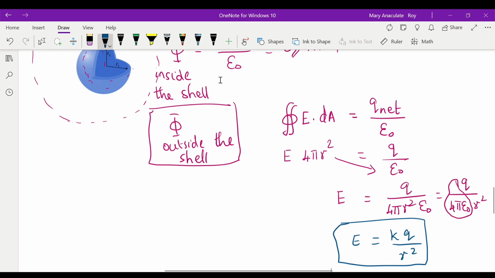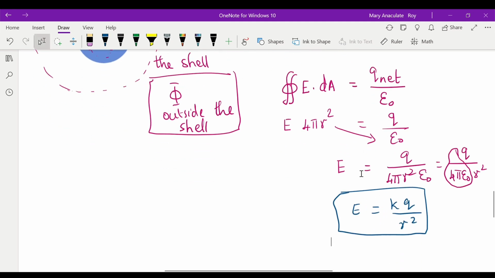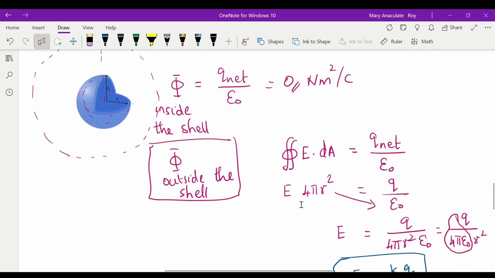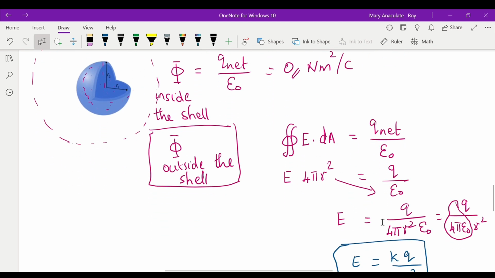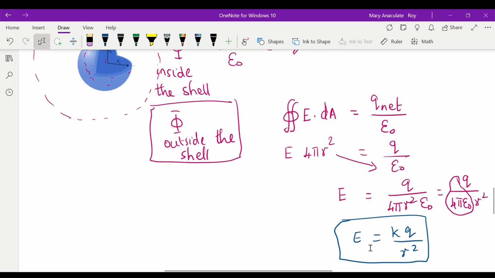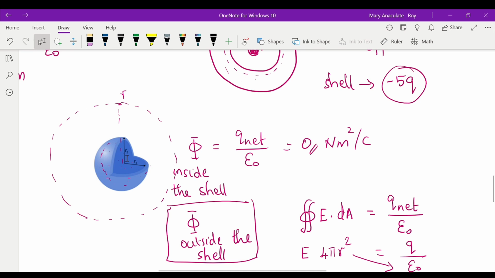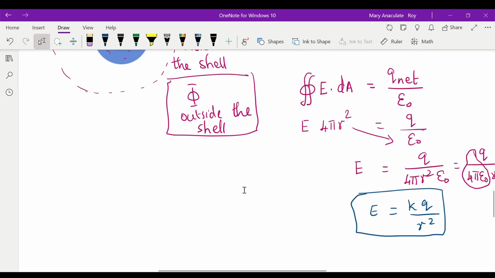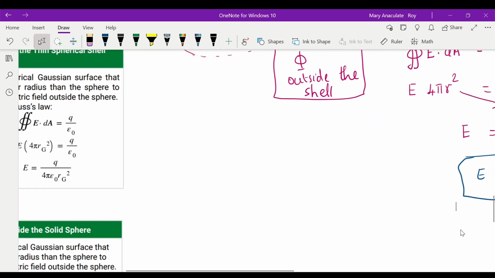So outside the shell, the formula is very similar to the previous equation, but the derivation should be clear in case you're asked to prove it. Outside the shell we have this formula. So for a hollow shell, inside the shell the net electric flux is 0 because the enclosed charge is 0. Outside the shell, we have derived a formula which is similar to that of a point charge. Now let's see the case of a solid sphere.